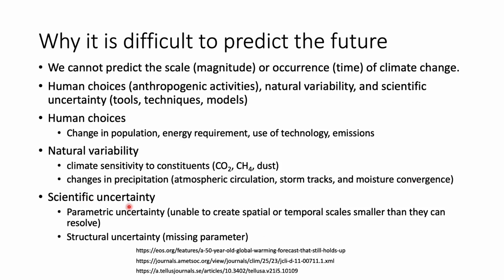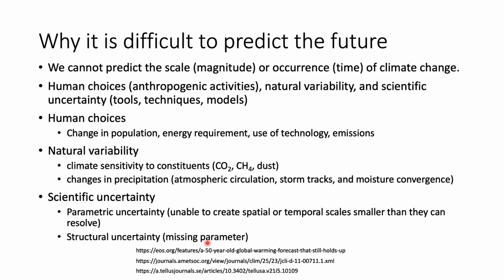Similarly, there is scientific uncertainty, that means parametric uncertainty. We are unable to create spatial or temporal scales smaller than the model can resolve. If you are talking about a satellite image, it is running in kilometers. If you want to go to the meter level, resolutions are possible, but not at the centimeter level or so. So going deep into that is also a big problem.